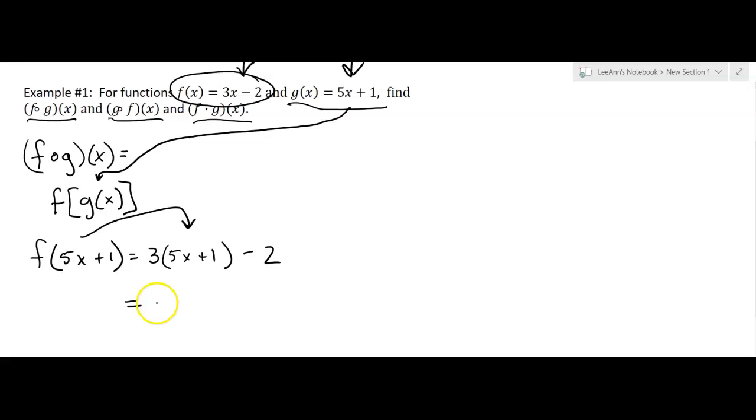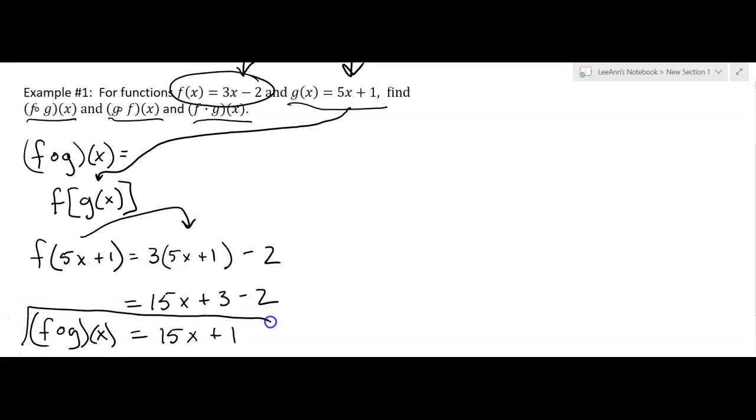So distribute the 3. 15x plus 3 minus 2. And then finally they want us to simplify 15x plus 1. All right, that then is f compose g of x. And it's all done right there. Okay? All right, that's the first part.